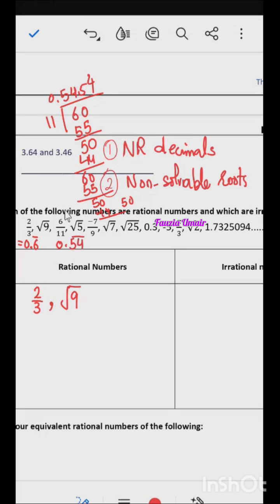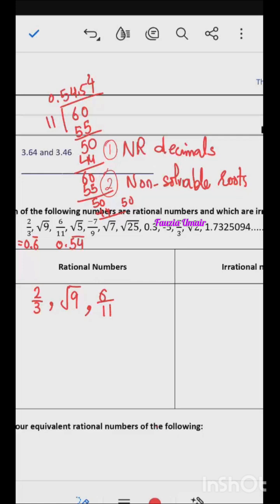I told you the other day that 7, 11, 9, 13 are special divisors. You need to be very careful of these divisors. Whenever these divisors come, try to solve them more than the normal numbers because they might be recurring decimals. So 6 by 11 is a recurring decimal, hence 6 by 11 will be written in this column. It's a rational number.